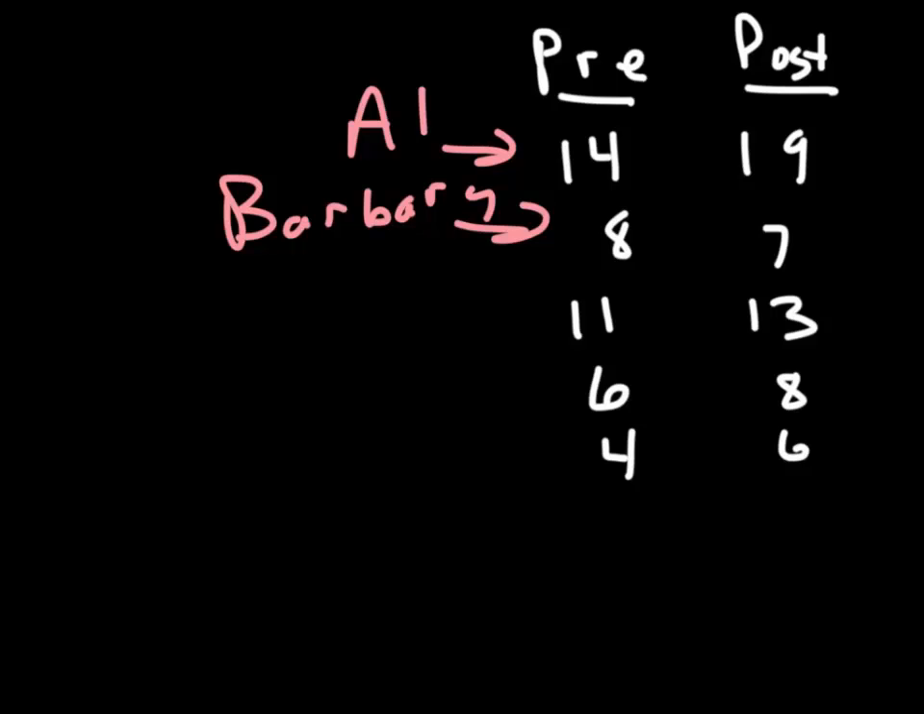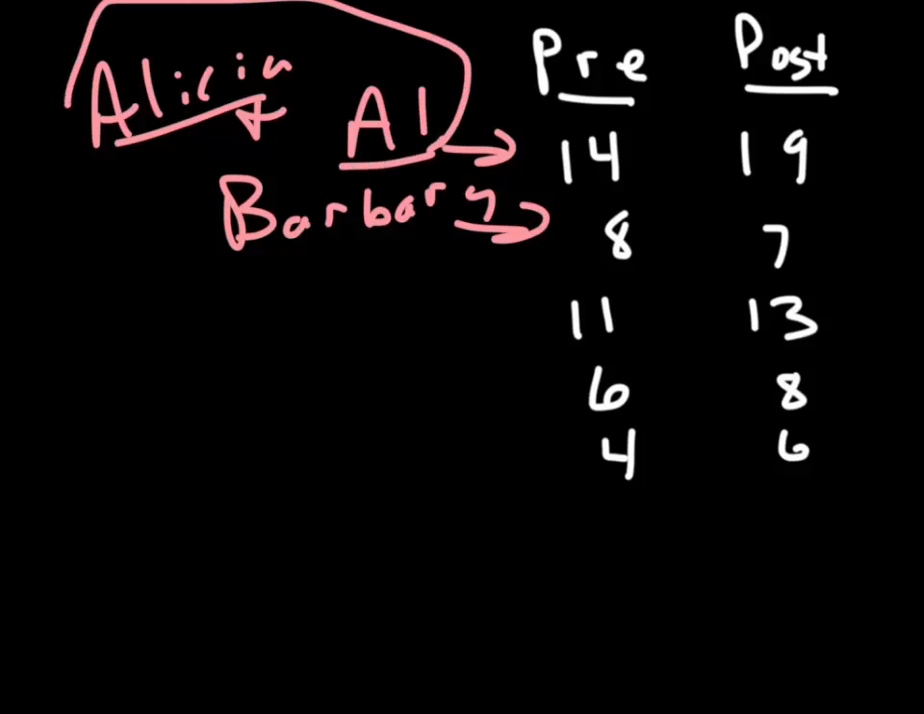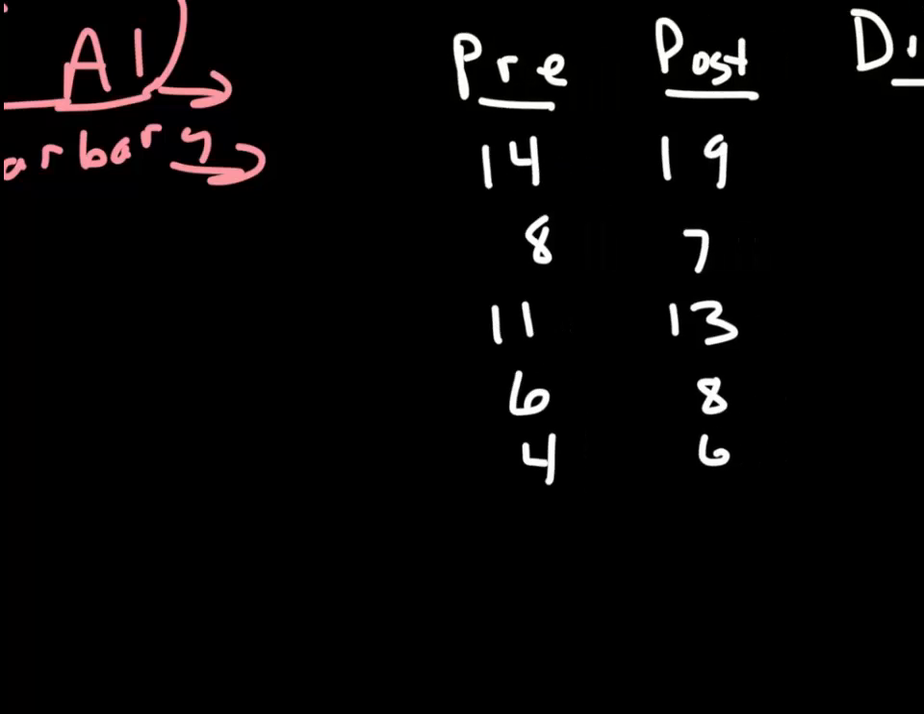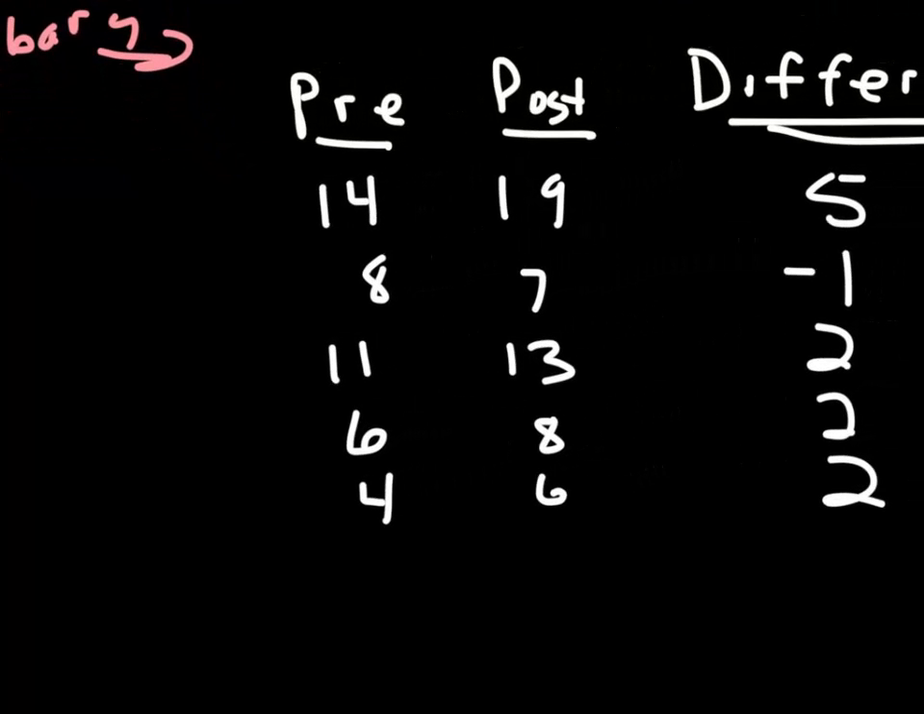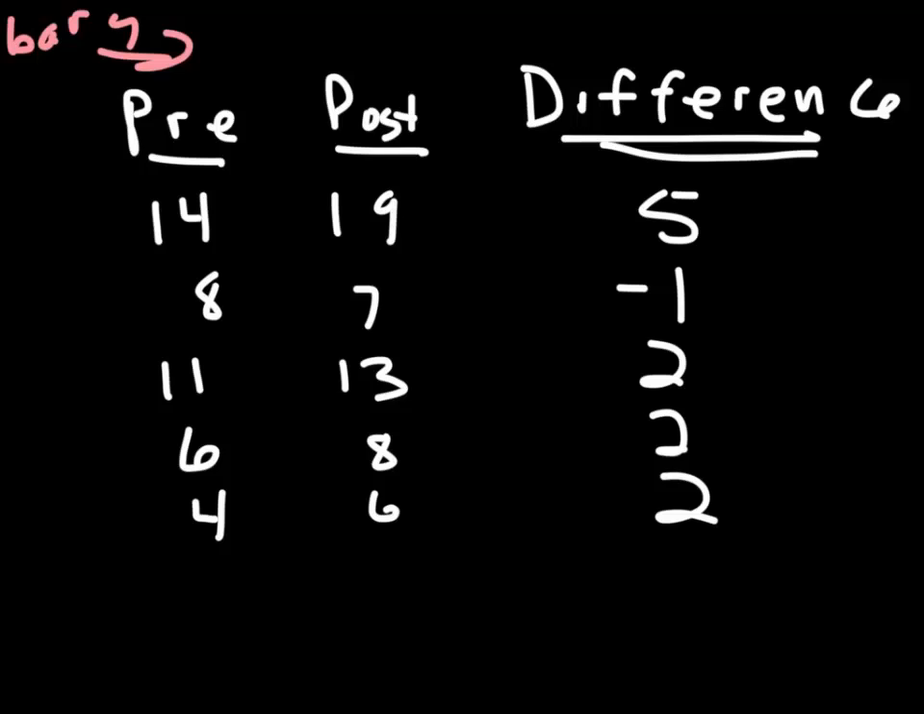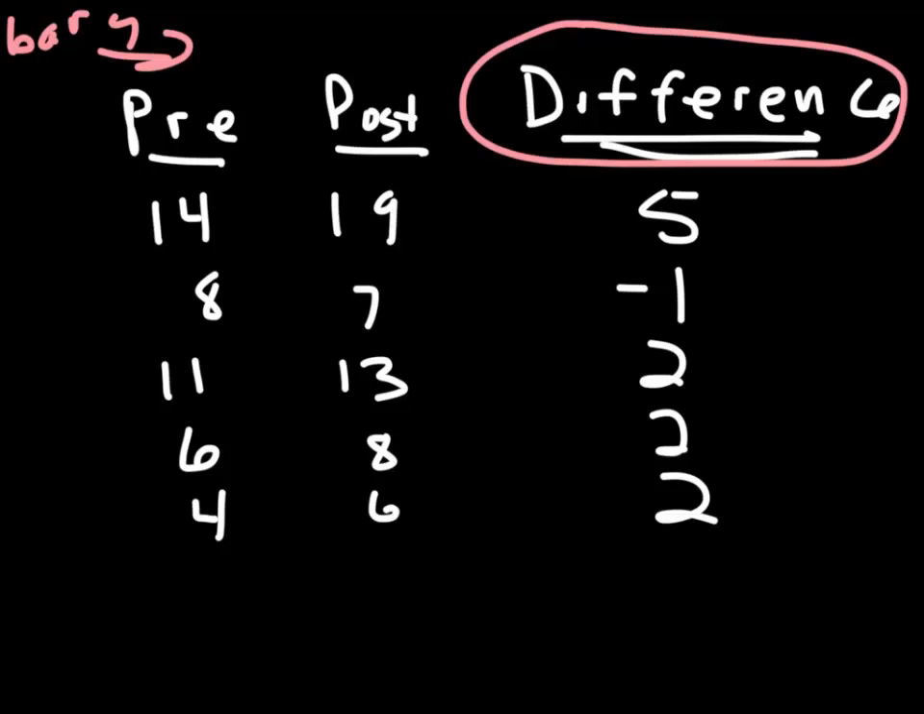Getting into the matched pair strictly, this could be Al and Alicia, 2 people that are alike on the characteristics that we think are important in terms of differences in this study. So what we're going to do now for each pair is just get the difference. In this case, you can subtract whichever direction you want. I'm going to subtract post minus pre, mainly so I can have positive numbers for each person.